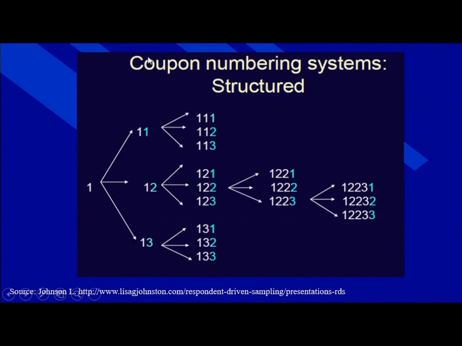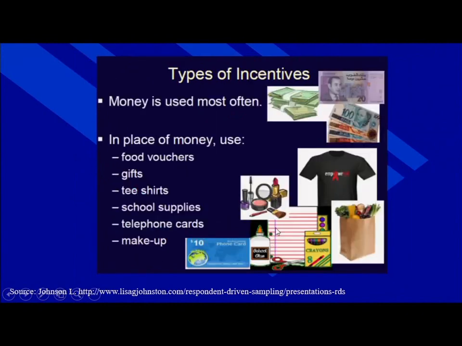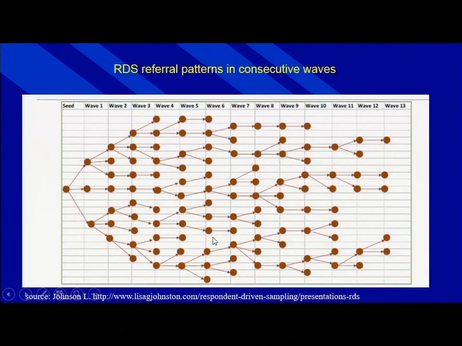So there is a certain numbering system we can use to decide on the waves as the sample goes forward. According to the numbers, they are sequential. There's often money given in this approach, but we also can do other types of incentives, such as T-shirts or phone minutes or internet minutes, etc.